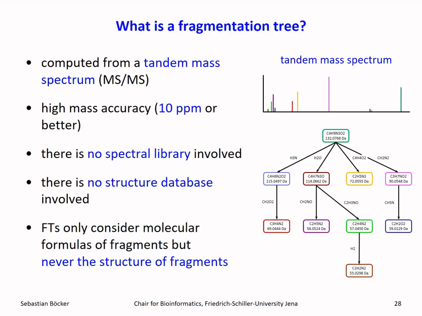To explain a little bit more in detail what we are doing, I first have to explain what a fragmentation tree is. So it's computed from a tandem mass spectrum. I mentioned that we can also compute it from other data, MSN data, but that's not part of SIRIUS. If you want to do that, we would have to talk. What we need is high mass accuracy data, 10 ppm or better. And the important points here are, during the computation of the fragmentation tree, there is no spectral library, there's no structure database, nothing. Okay, there's no structure.